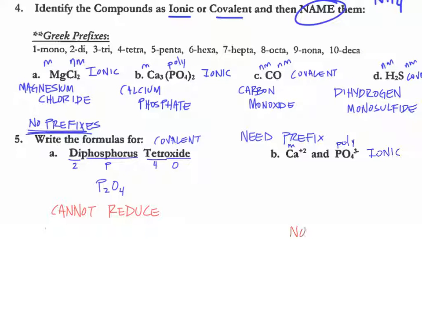So the only way that I can figure out how to write the formula for this is the crisscross method. If I take this 2 and cross it over here, and the 3 crosses over here, my new subscript for calcium is a 3. And my new subscript for phosphate, PO4, is a 2, but I've got to separate them using parentheses. The 2 goes on the outside. So Ca3(PO4)2, calcium phosphate.